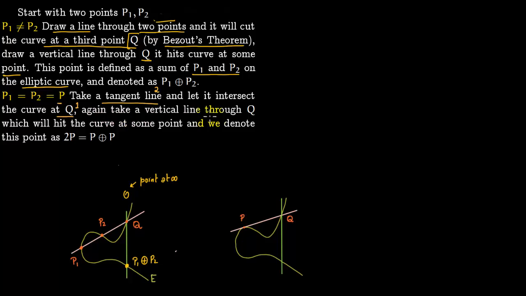Again you take a vertical line through Q, which will hit the curve at some point, and you denote that point as 2P, which is P ⊕ P. So you have this point P. Through this we are drawing a pink line which hits the curve at point Q. Then you draw a straight line from our point at infinity to Q. It will intersect the curve at some point here, and you denote this point as 2P.